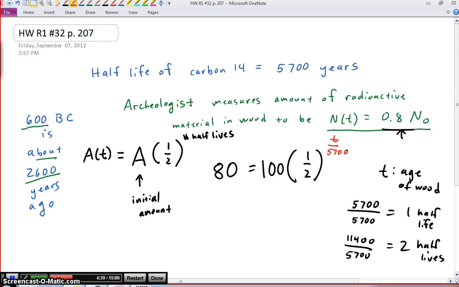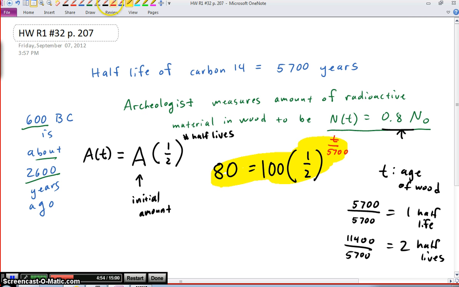All right, and what I need to do is solve for T. T tells me how old this stuff is. So now I need to solve this equation right here for T. Okay, it's an exponential equation.